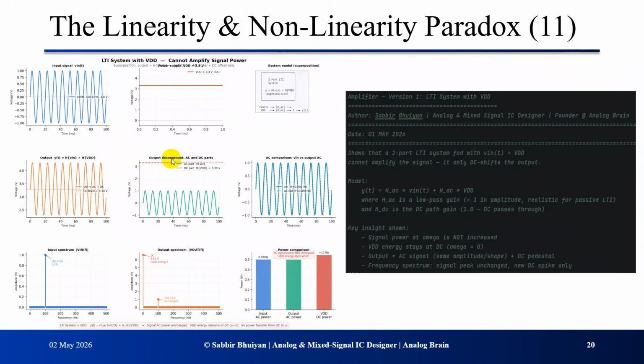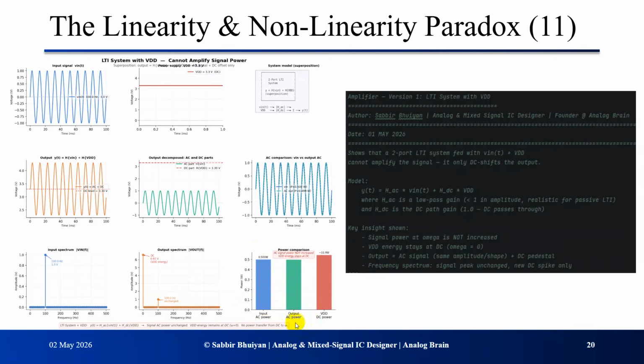We decompose the output into AC and DC parts, and we can realize this is not amplification. The output is just shifted up. If we see the input spectrum at 100 hertz, this is the input spectrum, which is 1 volt, and this is the output spectrum. The DC is the 6.6 volt VDD energy, but the 100 hertz component is unchanged, at 1 volt, and you can see it in the power comparison.